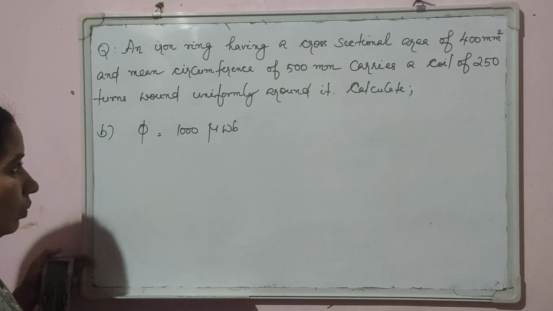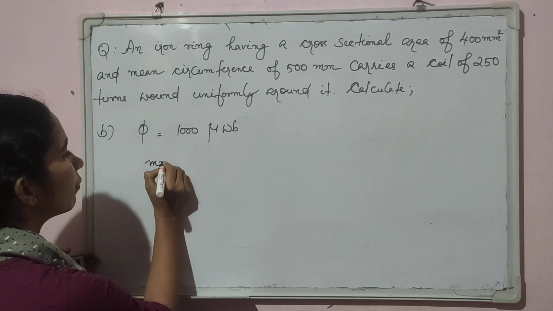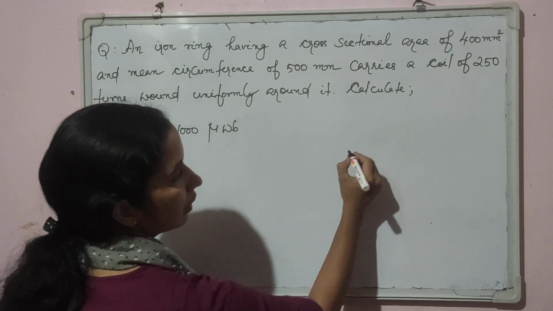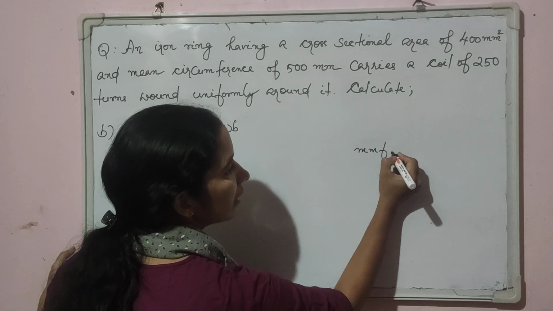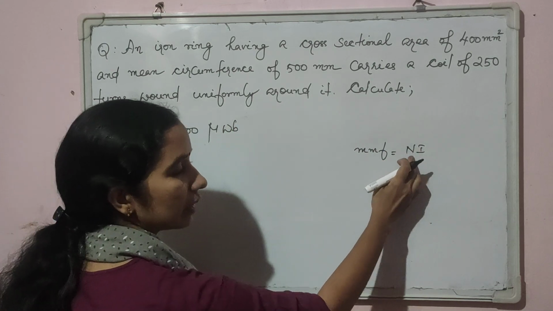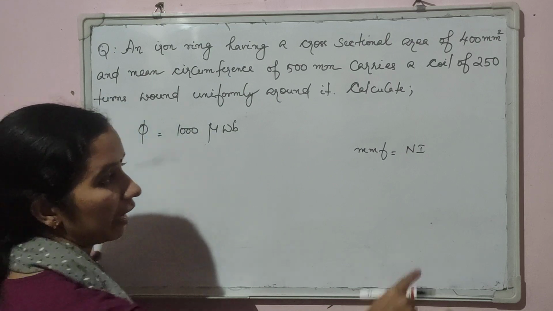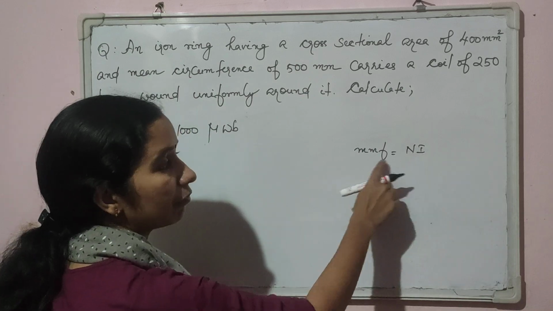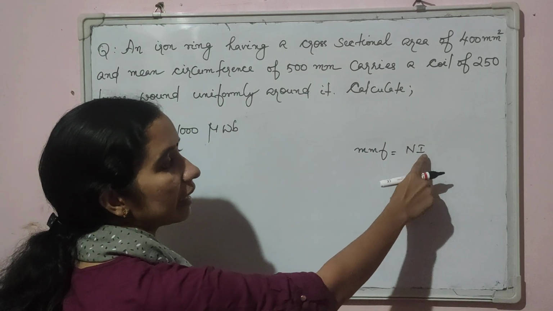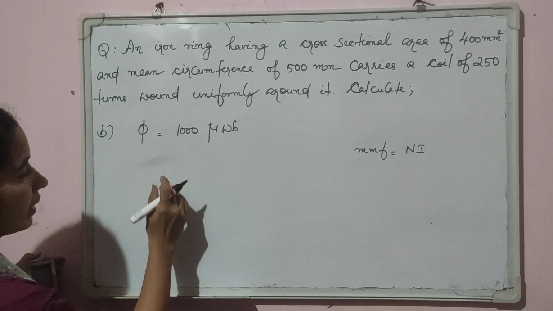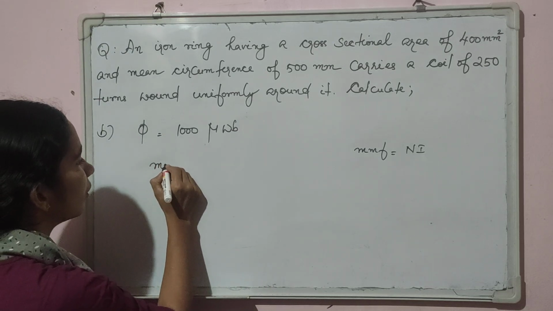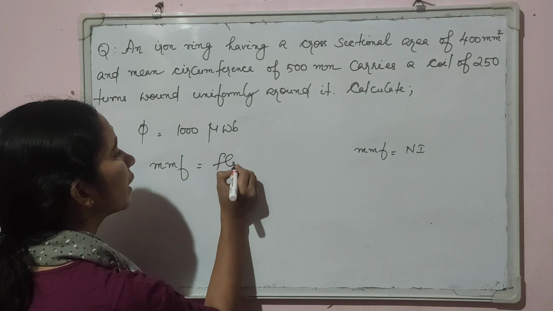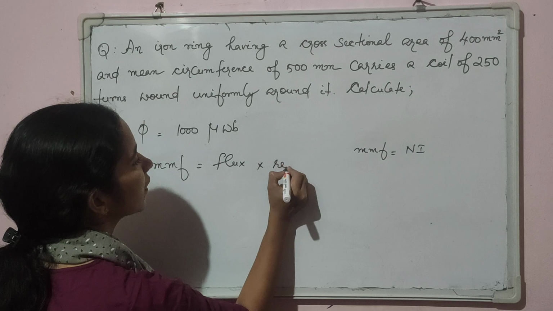Okay. Now we know that mmf. So if we have to calculate the current, we need the value of mmf, because current is there in the equation for mmf. mmf is N into I. We have to calculate the current. We already know the number of turns. So if we get the value of mmf, we can calculate the current. So let us write the expression for mmf. mmf is equal to flux into reluctance.